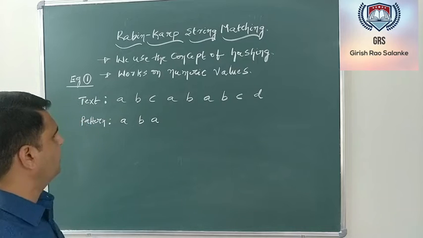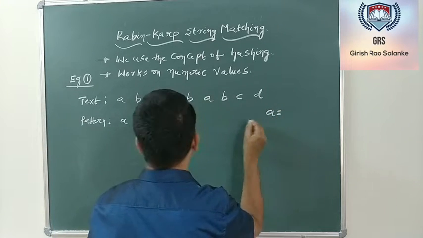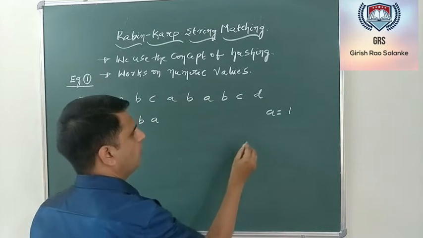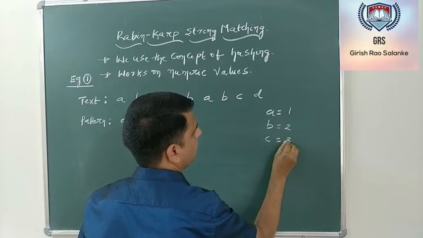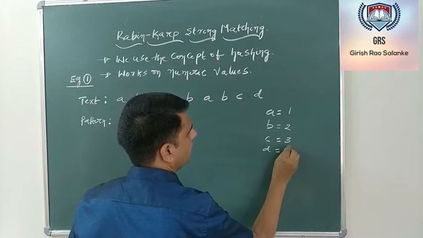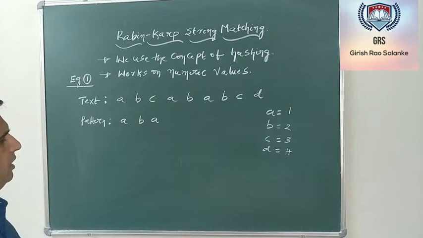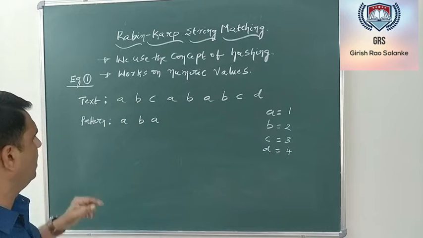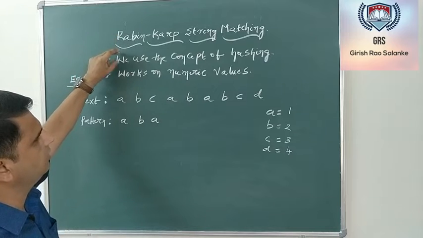Or else, as we know that there are 26 alphabetical characters, each of them can be assigned a numerical value. For A, let me assign a value 1, for B a value 2, for C a value 3, and for D a value 4. I think probably these are the only 4 characters that I have used in my text as well as my pattern.